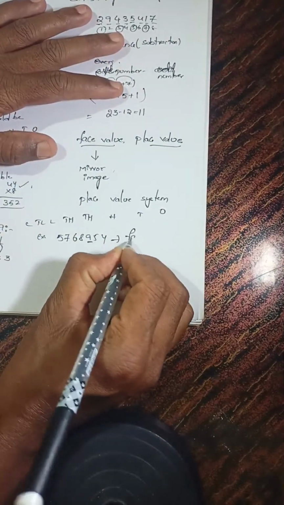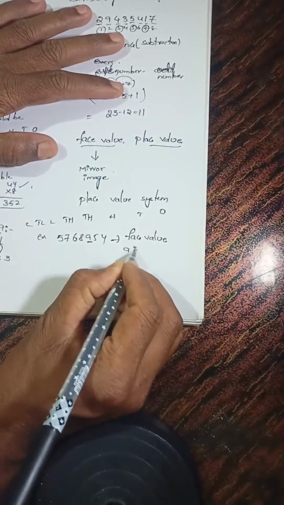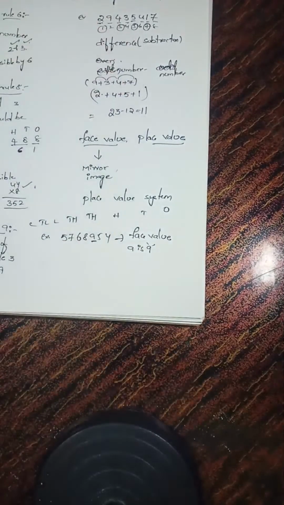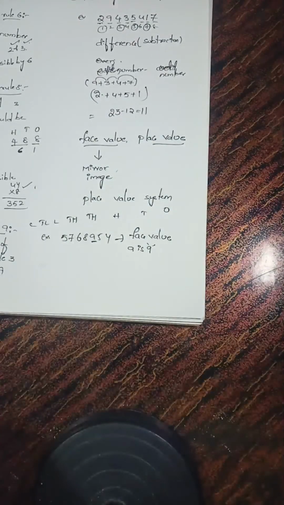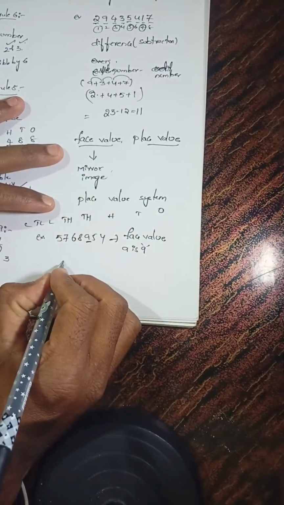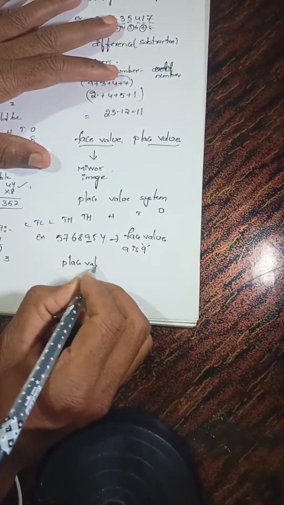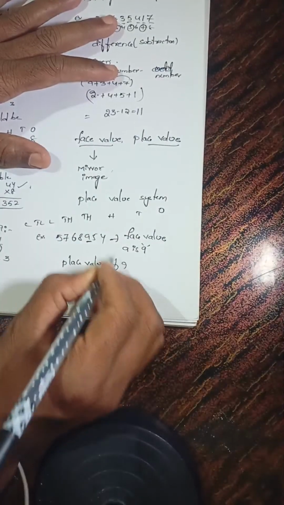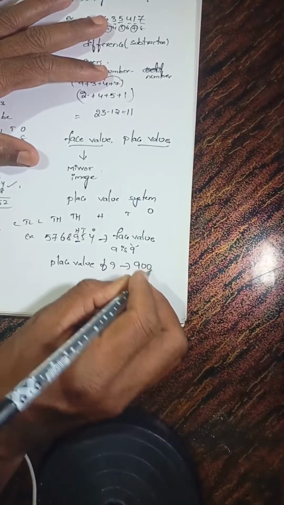See, face value, as I said, will not change. Face value of 9 is always 9 only. Face value is nothing but the mirror image; the face of the digit won't change, but the place value of a digit will change. Yes, correct answer. Now, place value of 9: 9 is in the hundreds place, so the place value of 9 is 900.